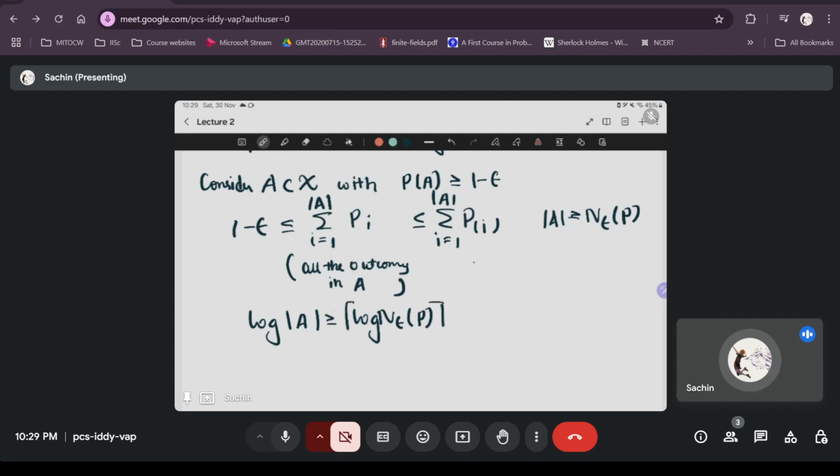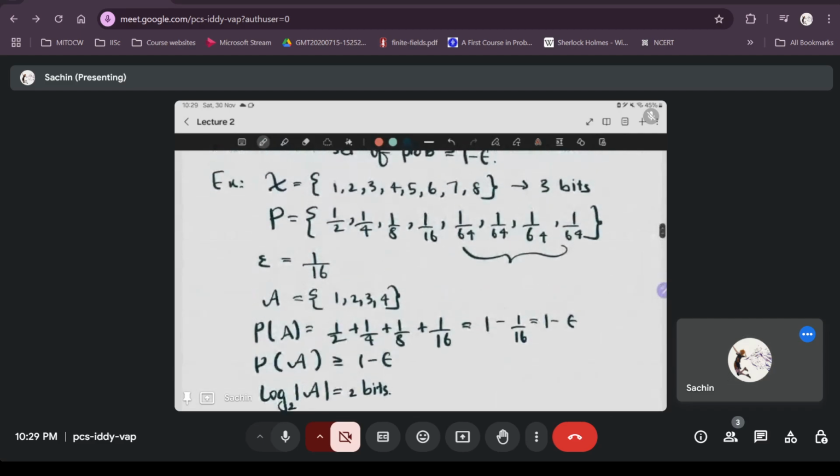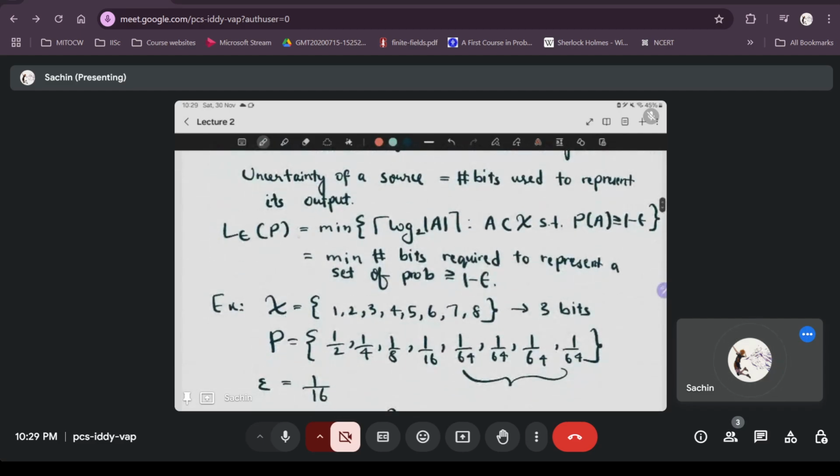Then you take the ceiling of log A is greater than or equal to log of n epsilon of p. And this is true for any set A subset of X, which is a high probability set. So it's true for any set. That would mean it's also true for the minimal set that we choose when defining L epsilon of P, right? Because when we are defining L epsilon of P, we chose the smallest high probability set. But that is also a high probability set. This is over all high probability sets.